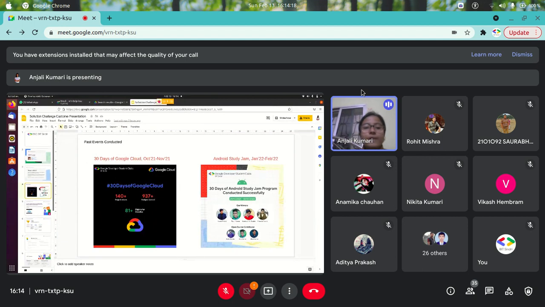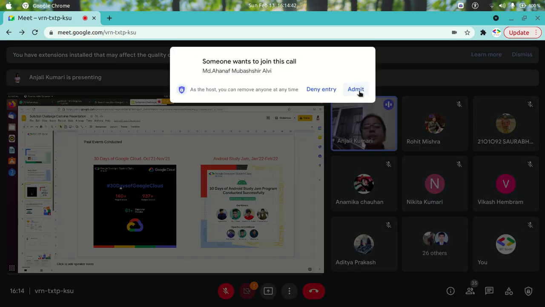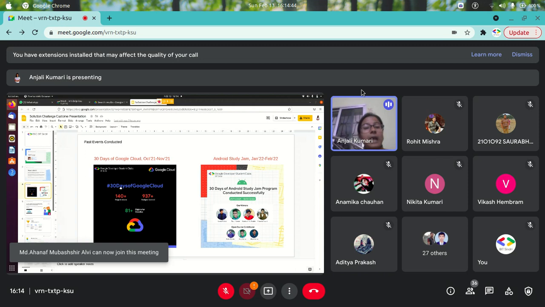So till now, we have conducted two events. One is 30 Days of Google Cloud, which was conducted between October 2021 and November 2021. More than 140 students registered for it, and more than 81 students completed the tracks involved in the program, and hence are eligible for the certification, badges, and goodies from Google Cloud itself.